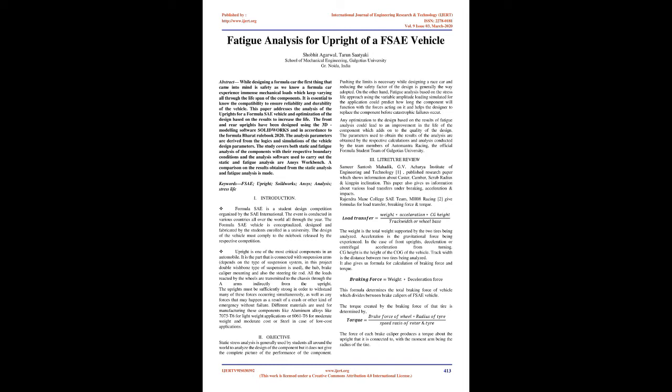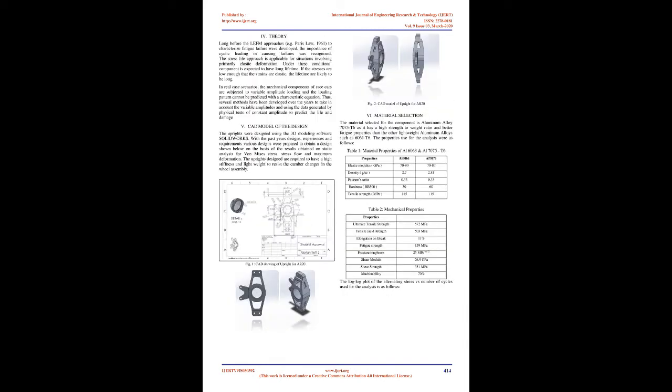The uprights must be sufficiently strong to withstand many of these forces occurring simultaneously, as well as any forces that may happen as a result of a crash or other kind of emergency, without failure. Different materials are used for manufacturing these components, like aluminum alloys like 7075-T6 for lightweight applications or 6061-T6 for moderate weight and moderate cost, or steel in case of low-cost applications.